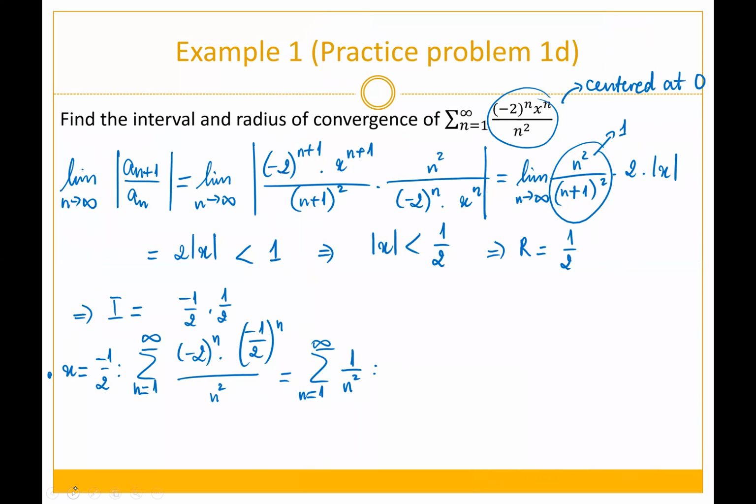So now come back to this series. It's a p series with p equal to 2. Therefore, you have a p series with p equal to 2. Then this is convergent.